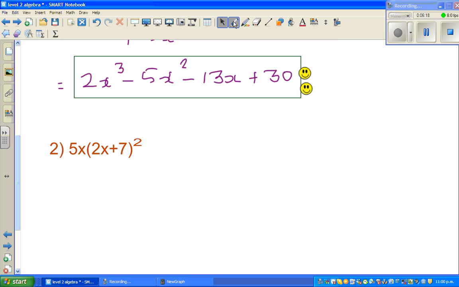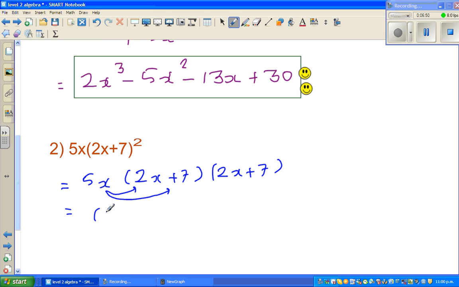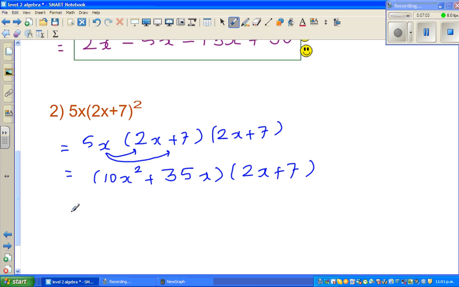Let's look at this question. Change of color, blue. Now this is similar, but here you have got 2x plus 7 squared. So I'll write it like this. This is 5x times 2x plus 7 times 2x plus 7. Now you can expand this and then expand with 5x, or I'll expand this first. I'll multiply this with both of them. So this is nothing but 10x squared plus 35x. I will be super careful this time, I don't want to make mistakes. But if I make a mistake, I can always check my answer.